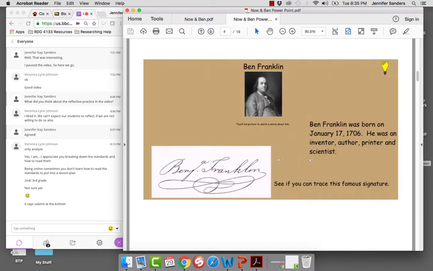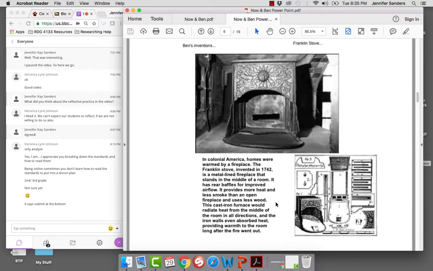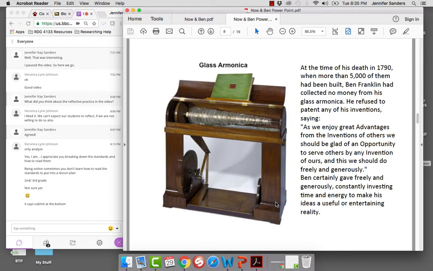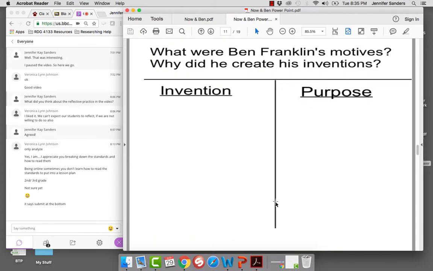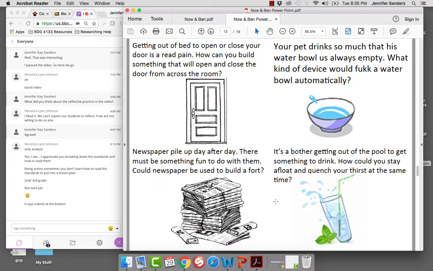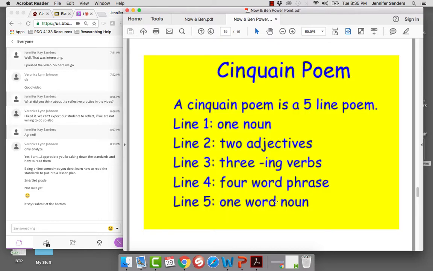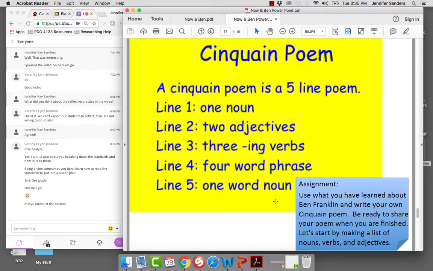So here's Ben Franklin, and this teacher has actually gone through and pulled some items. And then, what is the difference between an invention and a discovery? And remember, this is second grade. So she's pulled all these wonderful sources. I say she, I don't know. And all of this stuff, look at all this, for a second grader. And then they're going to a poem. And then they're reviewing here.